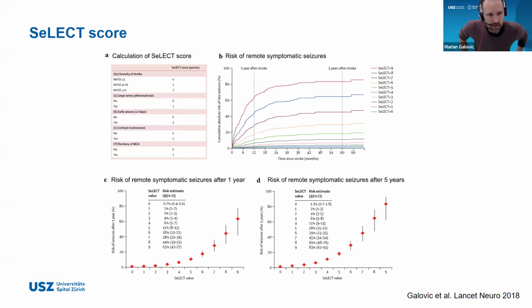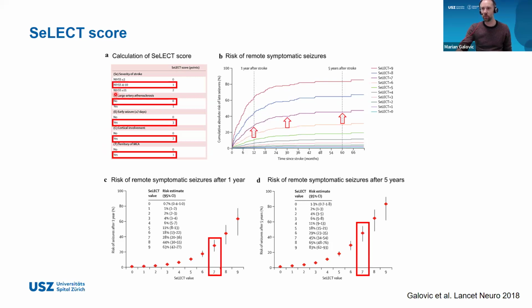So this is a study from the SELECT registry, which is a large multi-center international registry on post-stroke seizures. And based on this registry, we calculated the SELECT score. And the SELECT score is called SELECT because of the first letters of the variables that are in this score. So in the score, you have severity of stroke, you have etiology of stroke, particularly large artery atherosclerosis. You have early seizures. Nowadays, they are called acute symptomatic seizures. You have cortical involvement, so if the stroke involved the cortex, and you have territory of MCA involvement, so if the stroke involved the territory of the MCA. You have a couple of points here that you can sort of count.